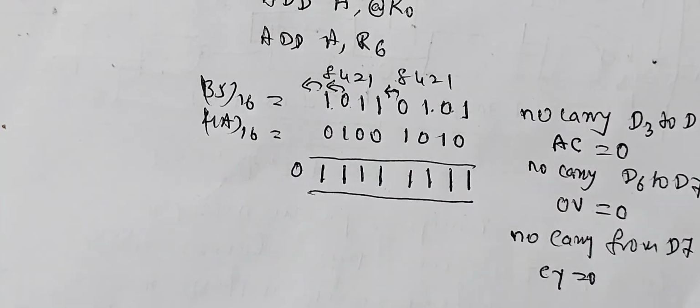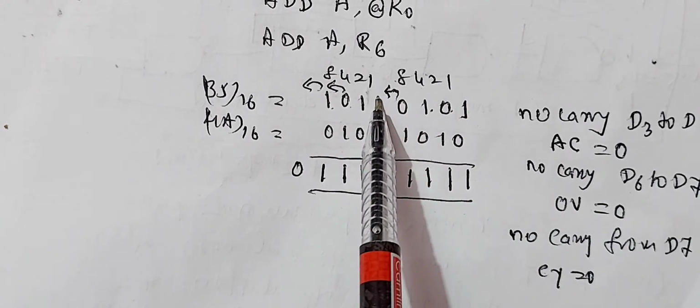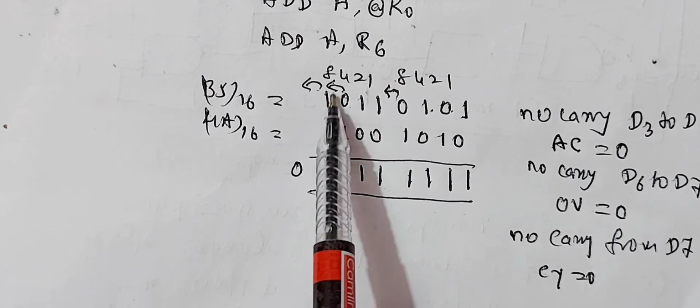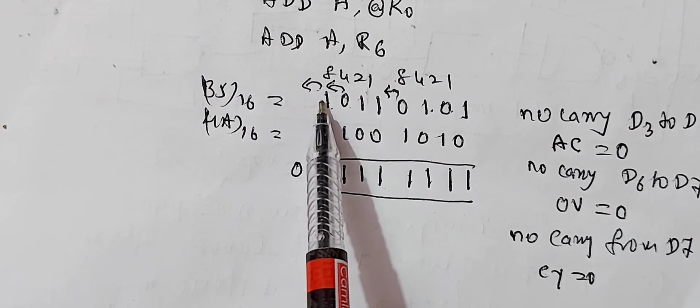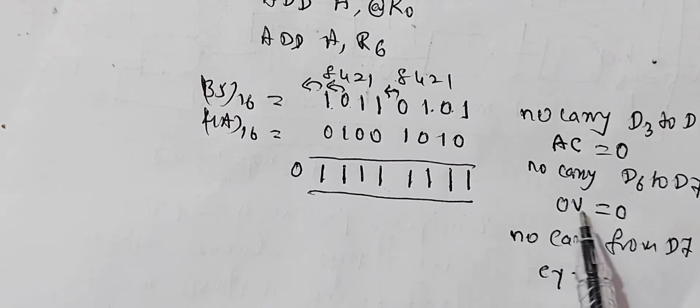So in this addition, all three flags are 0: the auxiliary carry, that is carry from D3 to D4, the overflow carry, that is carry from D6 to D7, and the final carry coming out of the final digit D7. Therefore, auxiliary carry is 0, overflow carry is 0, carry flag is 0.